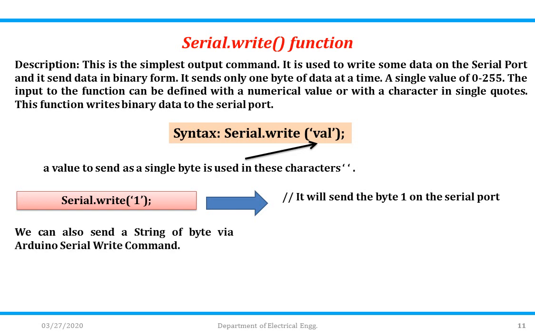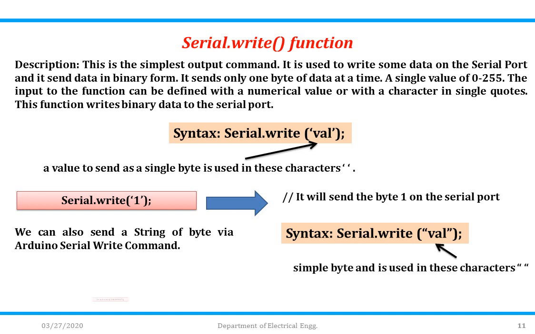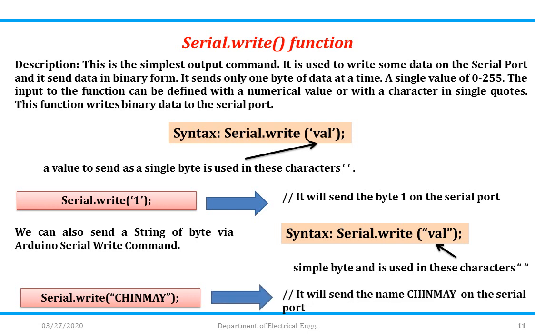Now as I discussed already, we can also send a string of bytes via the Arduino serial.write command, but for that the syntax is the same. You have to write it within double quotes. So suppose I want to write my name, serial.write "Chinmay", then it will send the name Chinmay on the serial port. Okay, so this is the concept of the serial.write function.